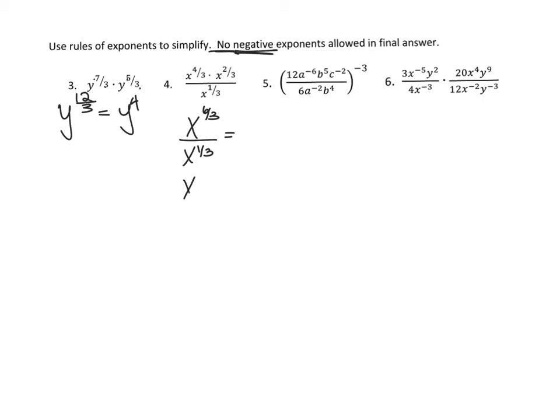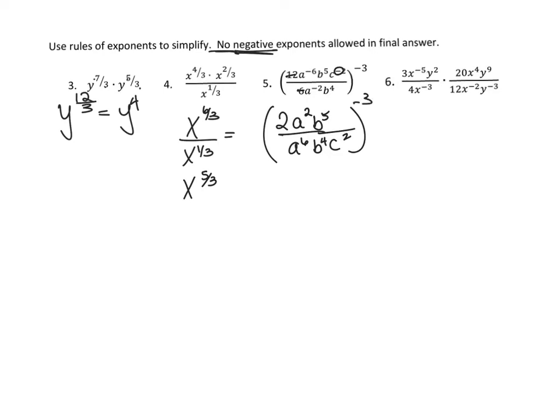I'm going to put it down here. And number 5, let's simplify what's inside. 12 goes into 6 twice, or 6 goes into 12 twice. And then I'm going to move my a to the negative 2 up and my a to the 6th down. And I'm going to have b to the 5th, b to the 4th, and c squared. Because it's negative, it moves to the denominator. If it's negative in the denominator, it moves to the top. Okay, then it's to the negative 3 power.